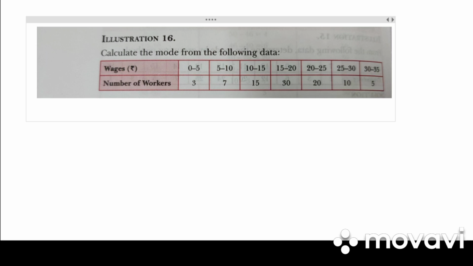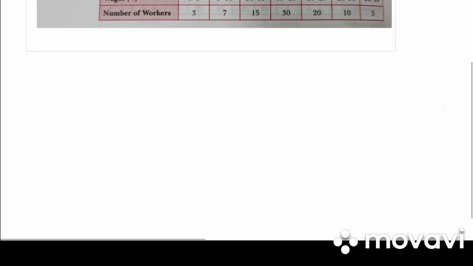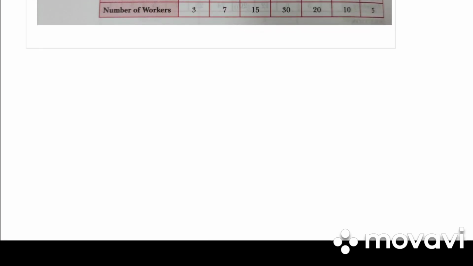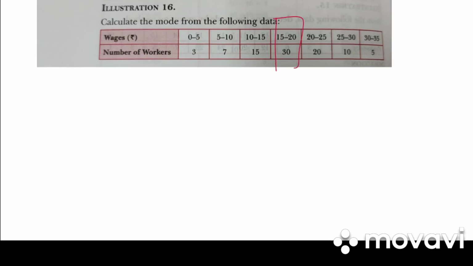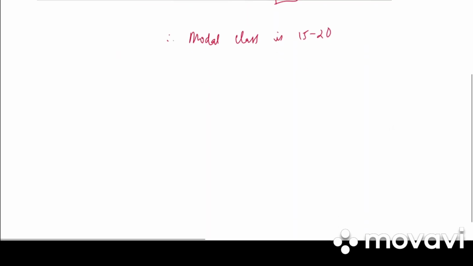Next, take down illustration 16. Calculate the mode from the following data. They have given us wages and number of workers. So which number is repeated highest number of times? It is 30. So next line, write down, as the class interval 15 to 20 has highest number of frequency, that is 30. Therefore, modal class is 15 to 20.